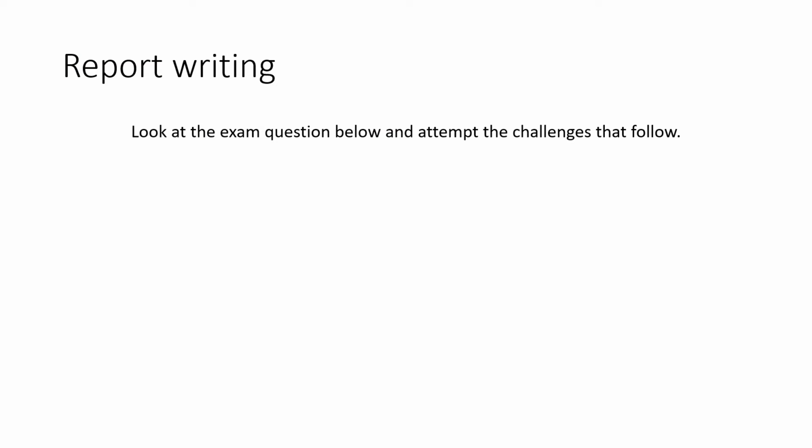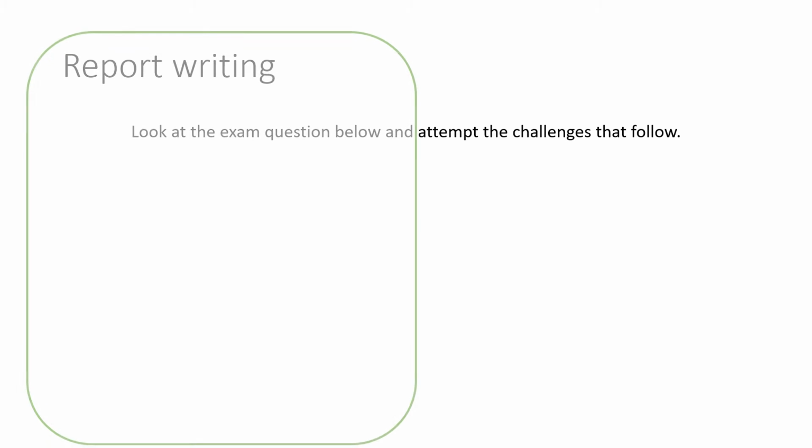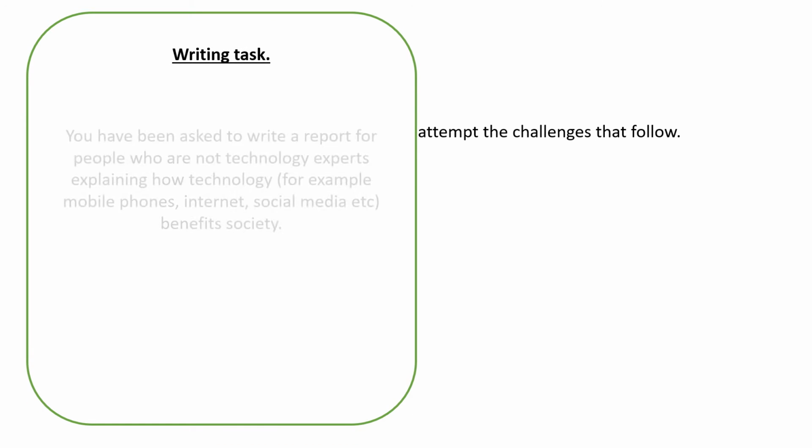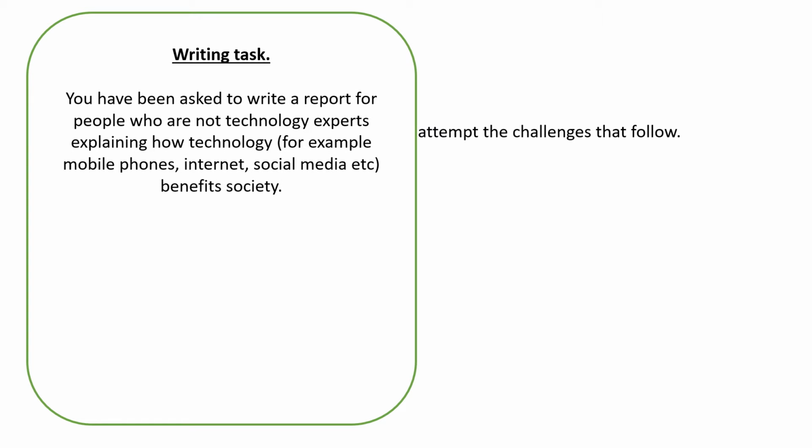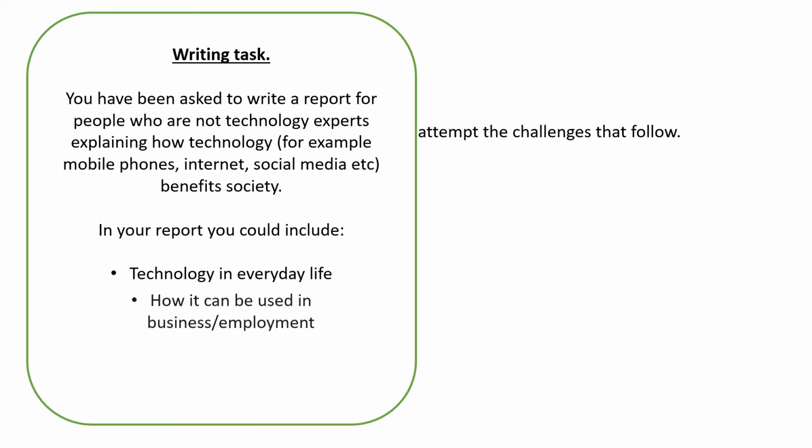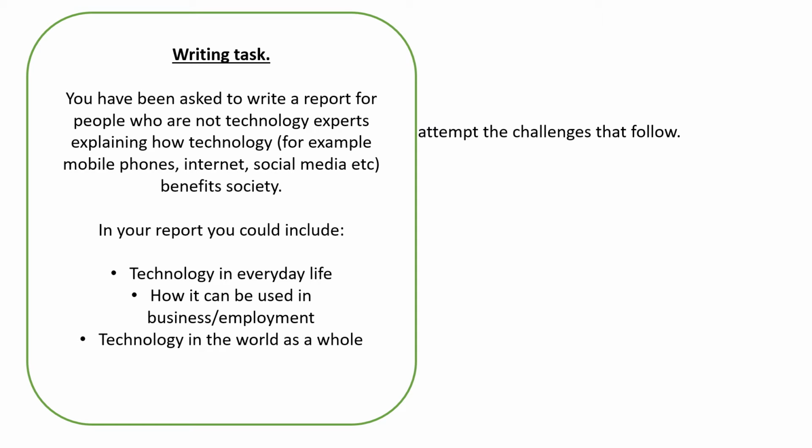Look at the exam question below and attempt the challenges that follow. So here's a very typical question that you get for the report writing. It says, you've been asked to write a report for people who are not technology experts. Explain how technology, for example mobile phones, the internet and social media, benefits society. In your report you could include technology in everyday life, how it can be used in business or in employment, technology in the world as a whole, and also what life would be like without technology.